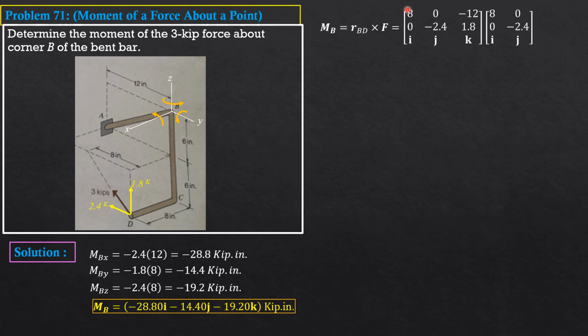Then along K, 8 times negative 2.4. So negative 8 times 2.4. It checks, then minus 0, because that's 0. So therefore, the moment about B is the same, negative 28.8 i minus 14.4 j minus 19.2 k kip inch.